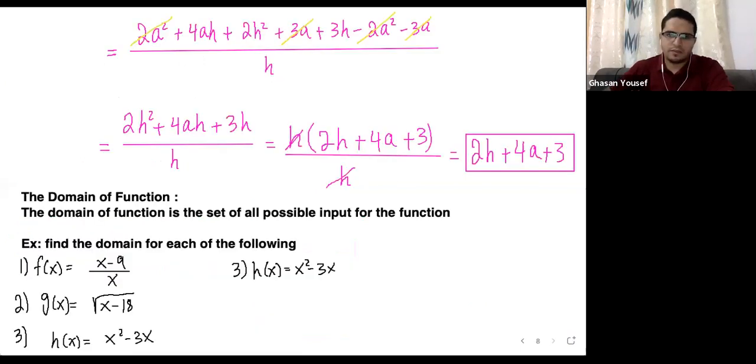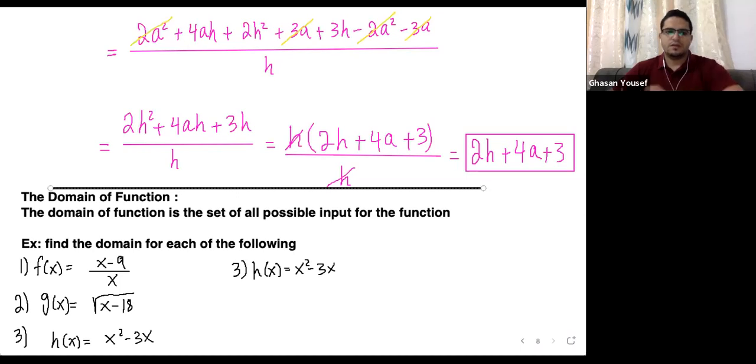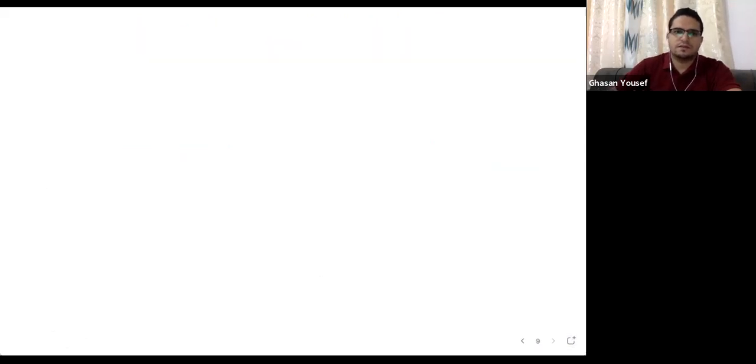Here I have the domain. The domain of the function is the set of all possible inputs for the function. So let's do one by one. First one, f of x equals x minus 9 over x.